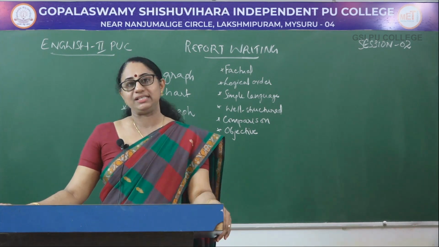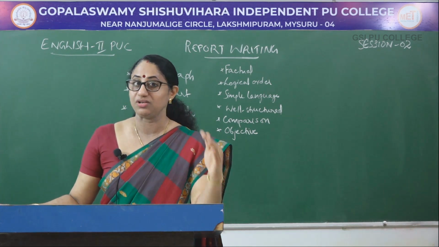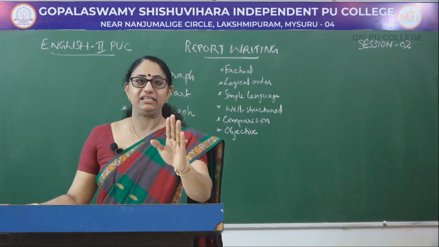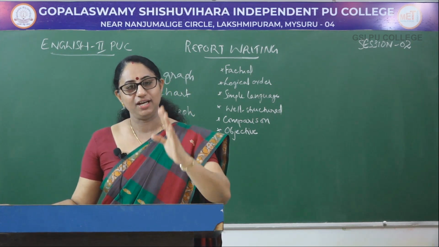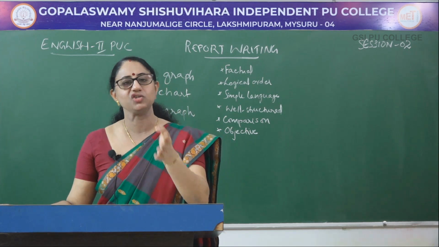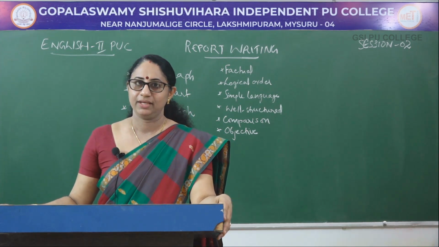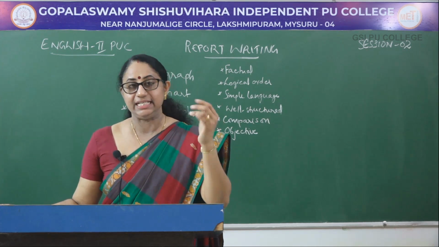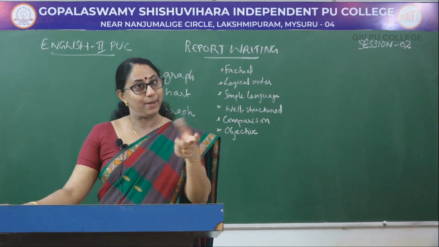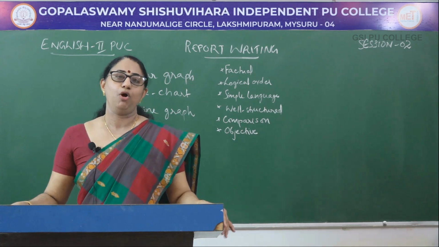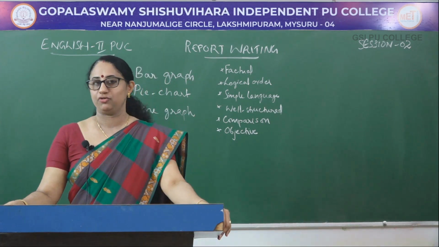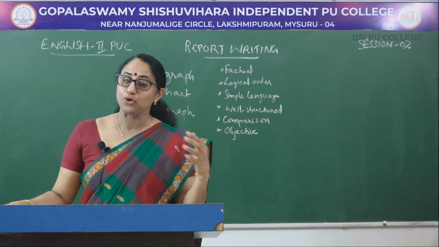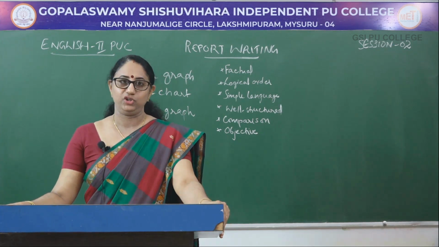Now, we have also discussed what you study in your second PUC, what kind of report writing you do. You have to write a report based on the data provided to you. Data is provided by means of a bar graph or a pie chart or a line graph. In the previous session, we have seen a bar graph and we have seen the details represented on the graph, and then based on that we have seen a model report. We have written a model report. Today, let us deal with a pie chart. Let us see how a report can be written based on a pie chart.